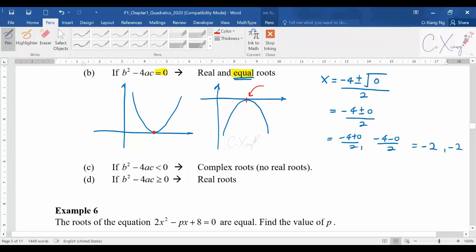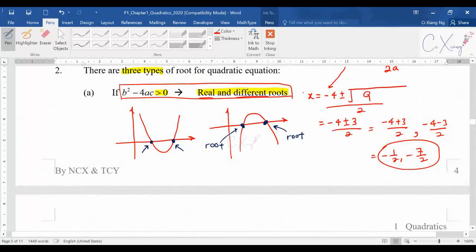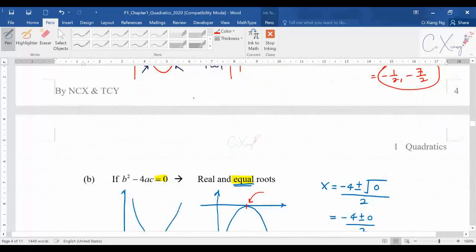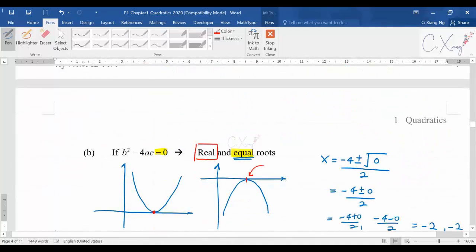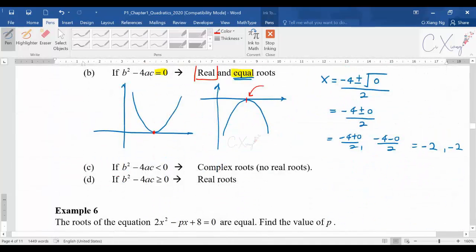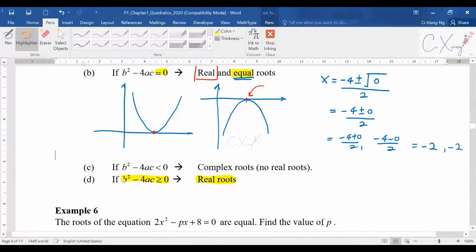Alright, so now if you look at part A and also part B, part A is real and different. Part B is real and equal. So both of them are real. Therefore, when you combine these two together by looking only at the real part, you have the result b squared minus 4ac greater than or equal to 0. So when you see the word real roots, but you don't know whether they are different or equal, then your conclusion is b squared minus 4ac greater than or equal to 0. They combine the first two results because of the word real.